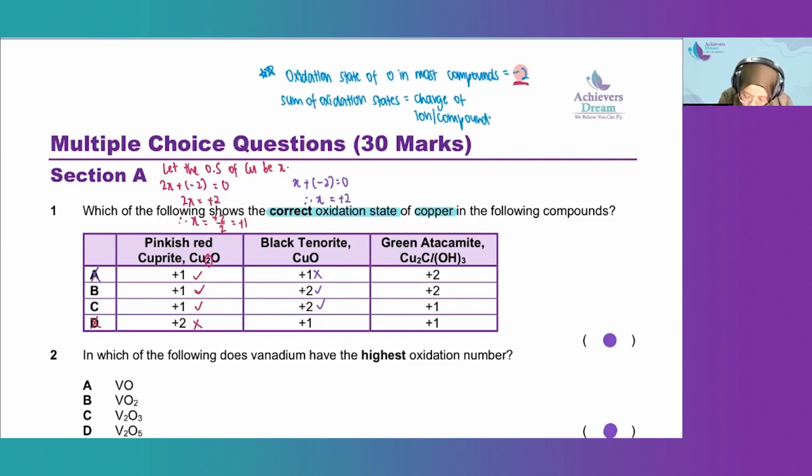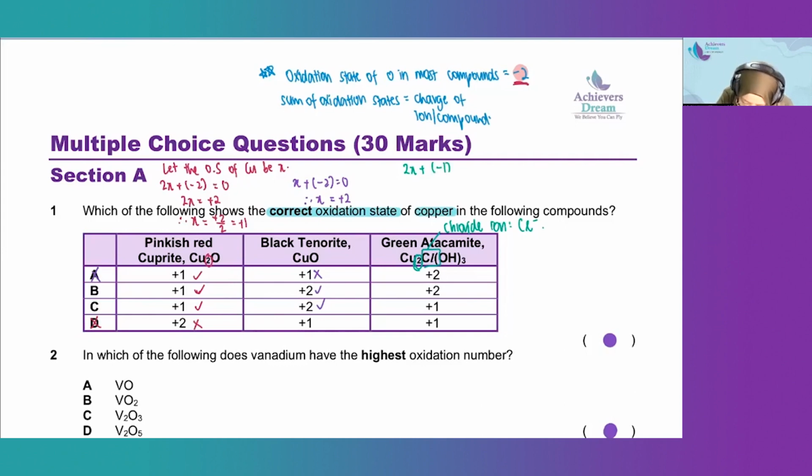And for the last compound, with a quite complicated formula, Cu2Cl and 3 hydroxide ions. Okay, so how do you approach this question? Same thing, let the oxidation state of copper be x. So Cu2, 2x plus. Now this is a chloride ion. So chloride ion, students must know that the formula is Cl minus, correct? So the oxidation state of chlorine in this compound follows the charge of the ion, which is -1.